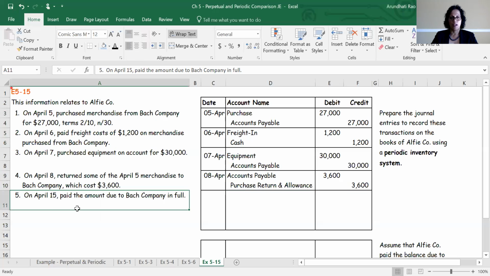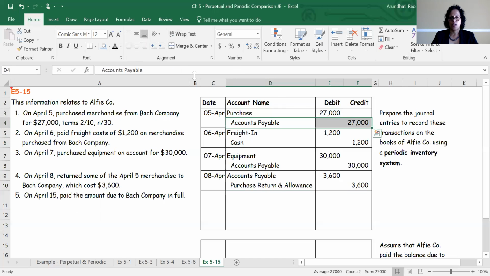Finally, on the 15th, I paid the amount due to Buck Company in full. So once again, let's try and identify how much I owed. The first transaction, I said $27,000 accounts payable credit. And then here, $3,600. Here accounts payable was credited $27,000. Here accounts payable is debited $3,600. So the difference between those two numbers is what I owe. We're not talking about this accounts payable for the equipment. That's with a different vendor. We're talking about with Buck Company.